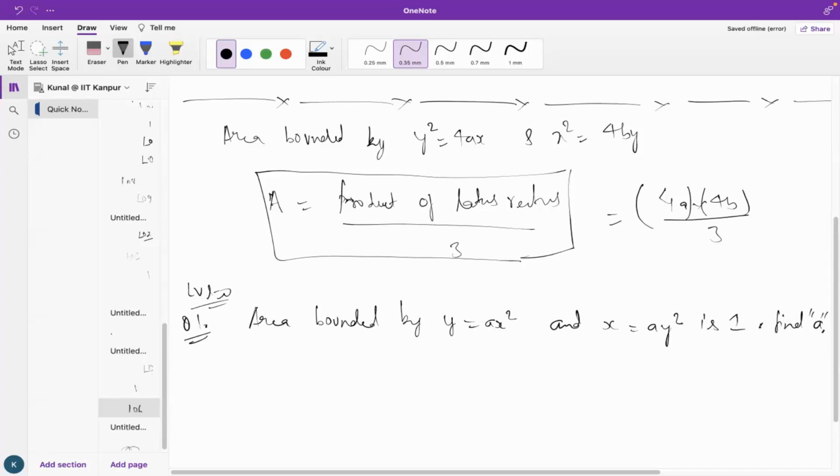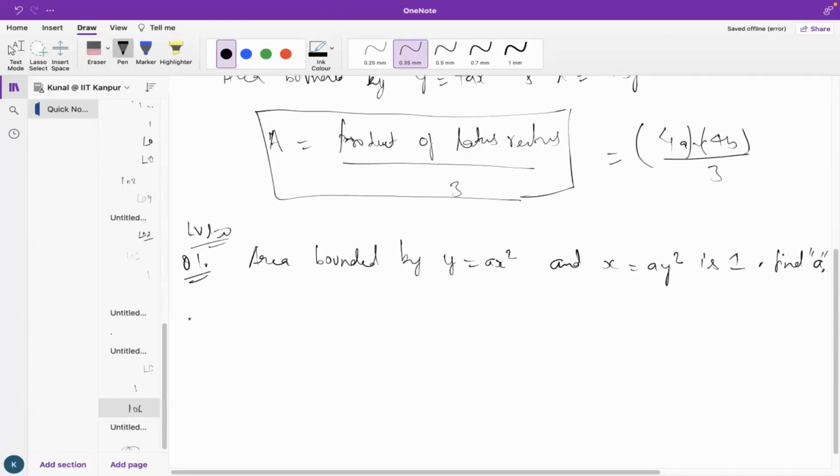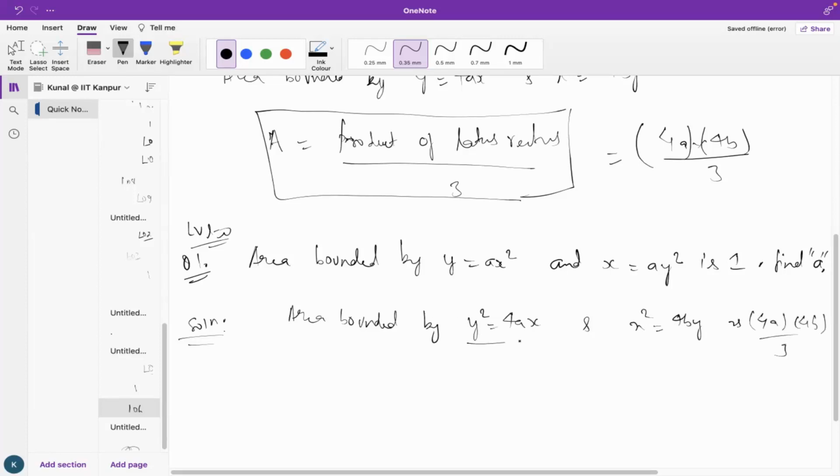So my suggestion is to pause the video and try to solve it on your own. अगर नहीं हो रहा है then फिर try करना है ना, and then watch the solution. So let me solve it here. So what I'm gonna do here is let me write it here. So we all know that the area bounded by y square is equal to 4ax and x square is equal to 4by is 4a into 4b by 3, right? We all know that. So try to compare these equations with these.